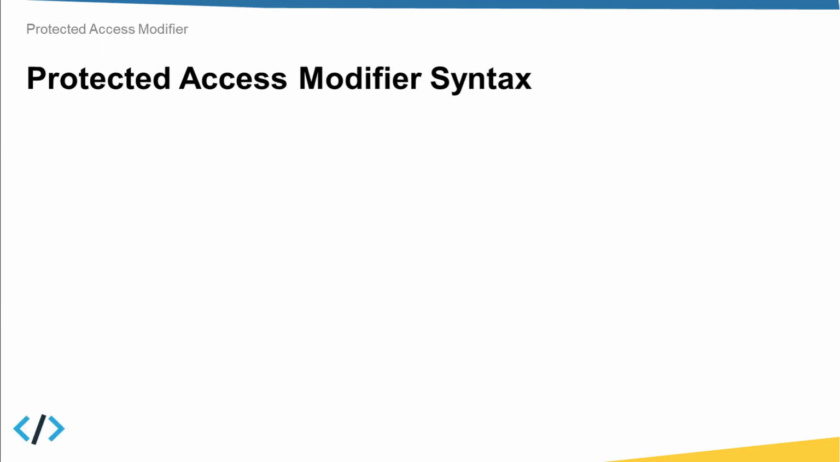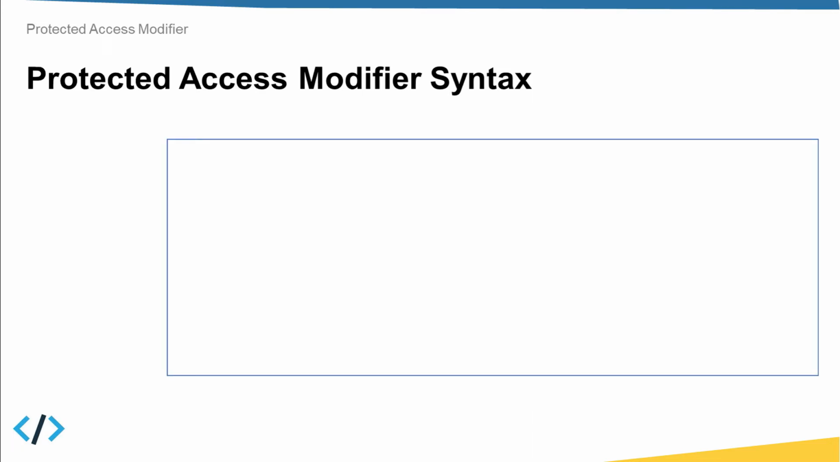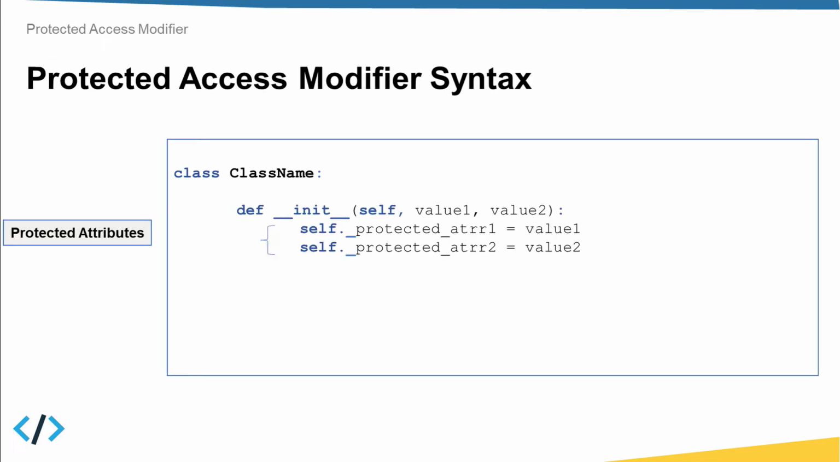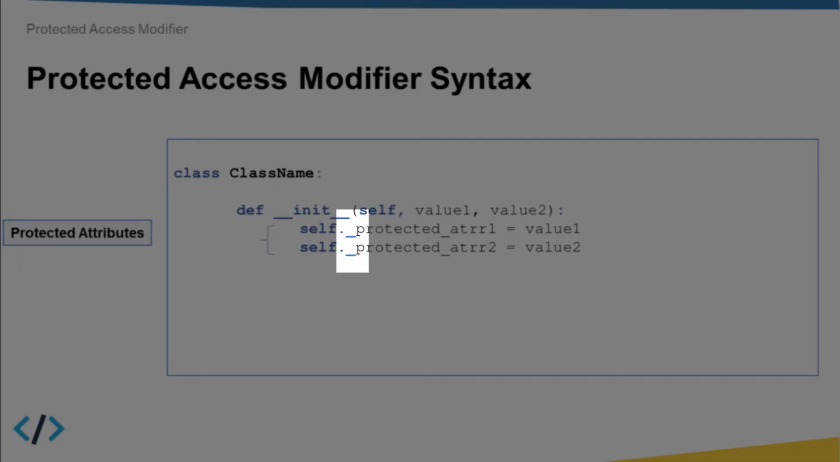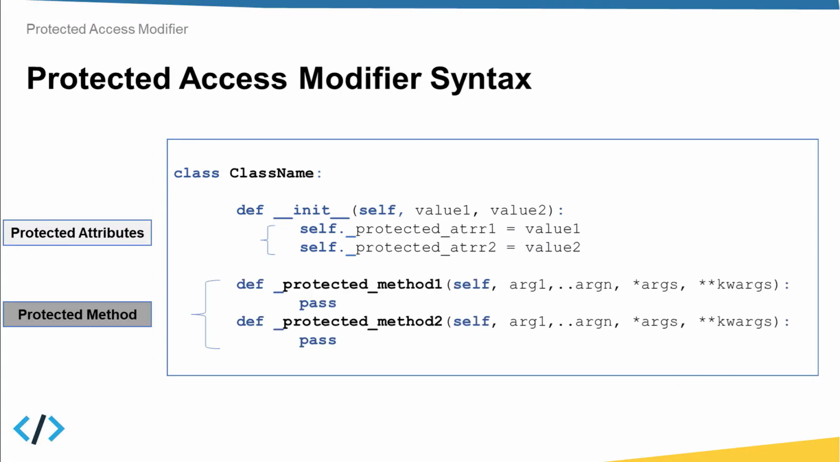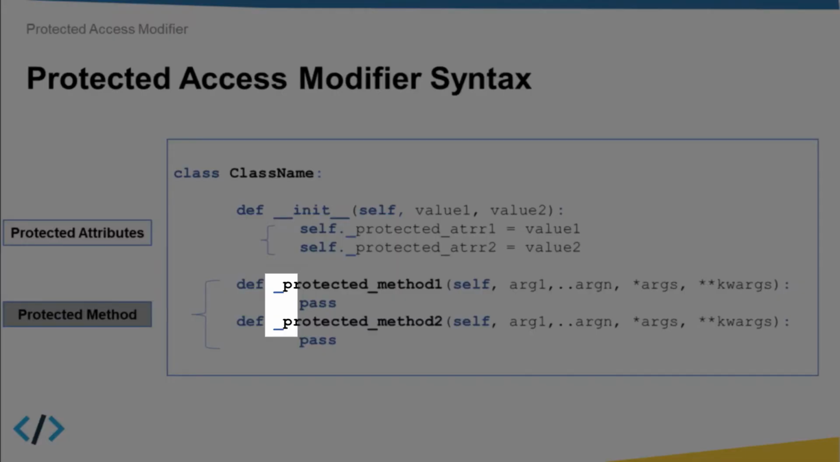Now let's see how we can define a protected attribute or a protected method. First of all, you have to define a class, then you have to define a constructor, and within this constructor you define the attributes that you want. If you want to make an attribute protected, all you have to add at the beginning of the attribute name is a single underscore. And usually we do exactly the same thing for methods. If I want to make a method protected, all I have to add is a single underscore at the beginning of the method name.